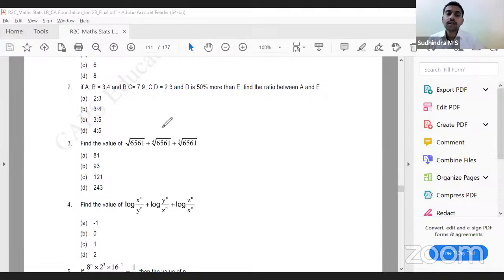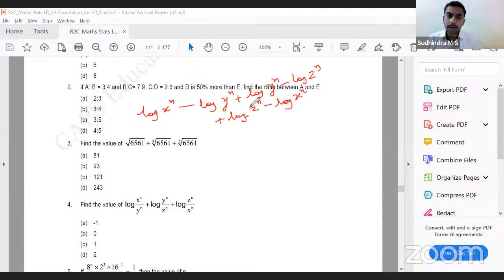How do we get this? Log m by log n is log of m minus n, correct? So log of x to the power of n minus log of y to the power of n, plus log of y to the power of n minus log of z to the power of n, plus log of z to the power of n minus log of x to the power of n. So x to the power of n minus x to the power of n, y to the power of n minus y to the power of n, z to the power of n minus z to the power of n, 0.